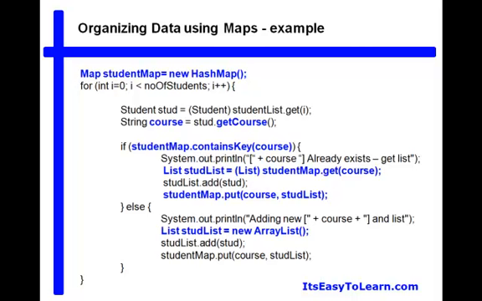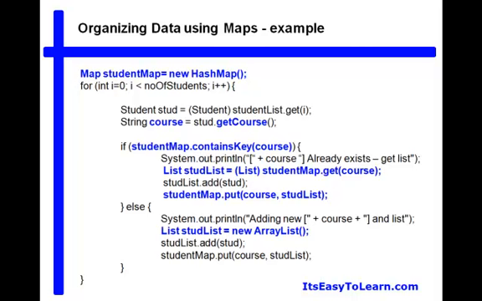First and foremost, we define a map, saying Map studentMap equal to new HashMap. Remember we saw List studentList equal to new ArrayList, Set studentSet equal to new HashSet, and now we have Map studentMap equal to new HashMap. Then we iterate through the list of students using the for loop, and we get each student using the index value get(i), and then we get the course.